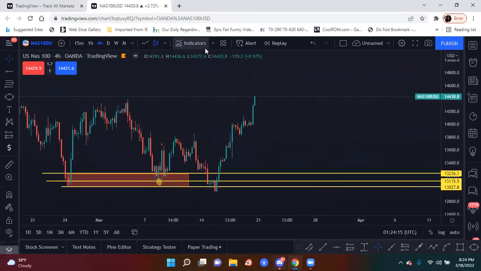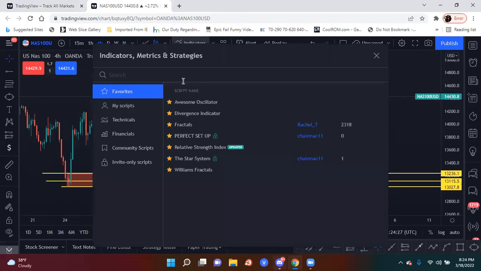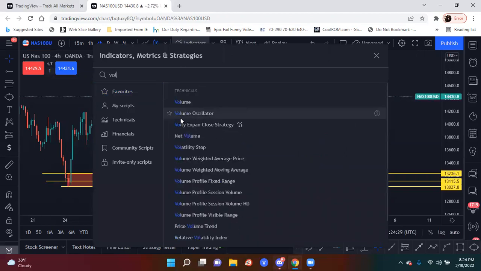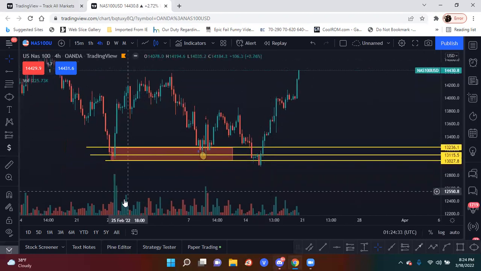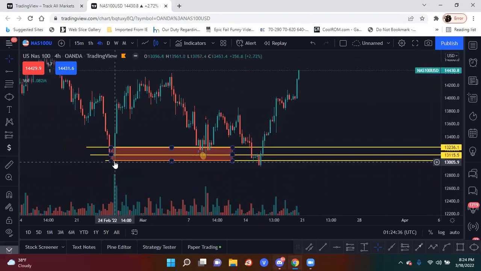All right. Now, what I've been using is the volume indicator, because the volume indicator lets you know when the banks are going to come in. So let's just pull the volume indicator on just for a second. Now, you see the high volume on this move, on this demand zone. So this lets me know.